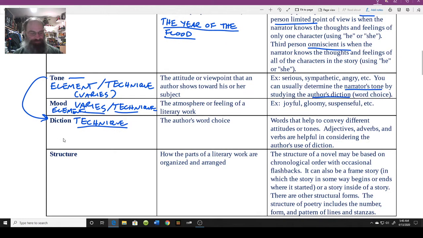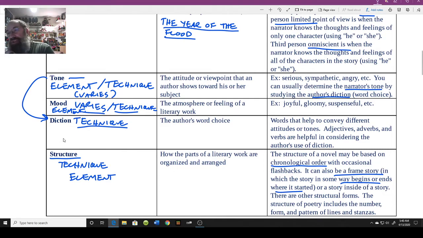All right, structure. Structure is both a technique and an element. All right, so don't confuse it with plot. Structure can be chronological. It can be a frame story in which the story in some way begins or ends where it started. One of the most famous examples I can think of is the movie Milk with Sean Penn.